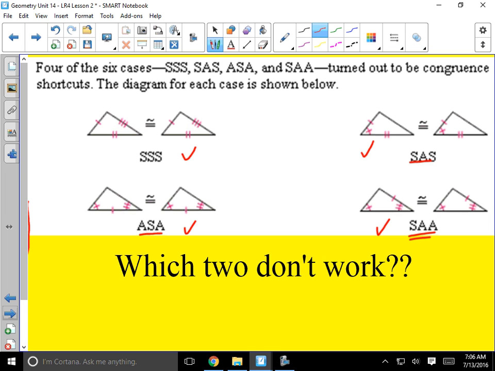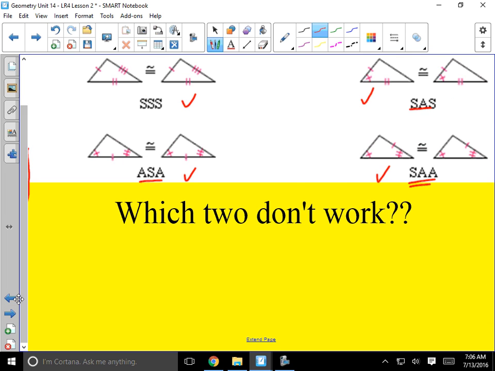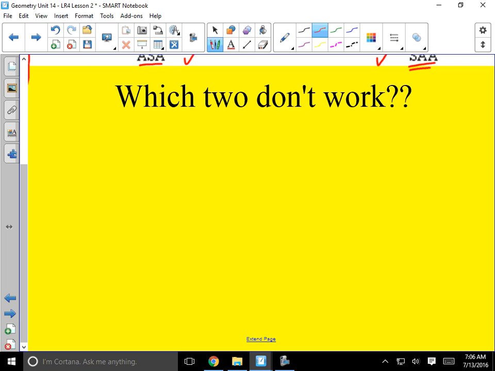Okay, now, which types of congruence don't work? We saw that angle-angle-angle doesn't work. And then we know that angle-side-side doesn't work, which is also known as side-side-angle. The one shortcut we have is, you don't want to say any bad words when you're making your congruent statements.